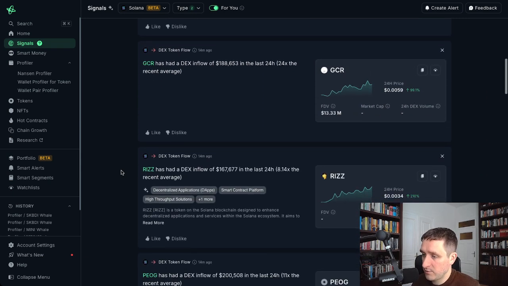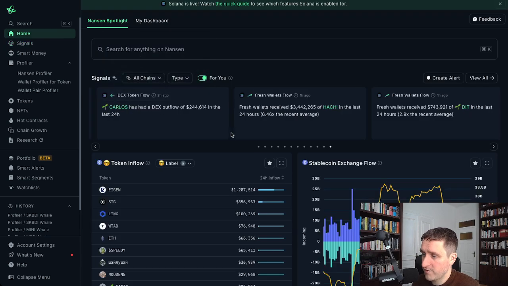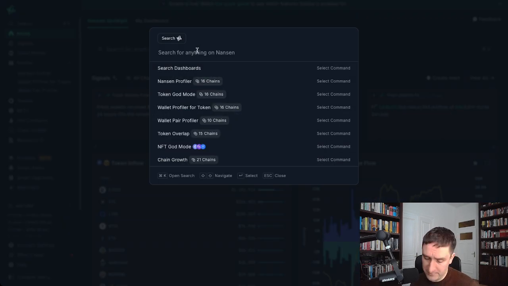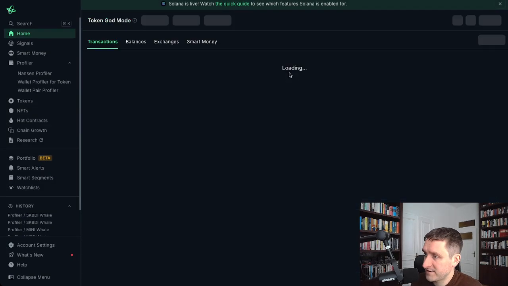So that's really cool. Again, you can go back to home. We're going to try something with another token. So let's go with Lock-in. Lock-in is one of my favorite tokens.